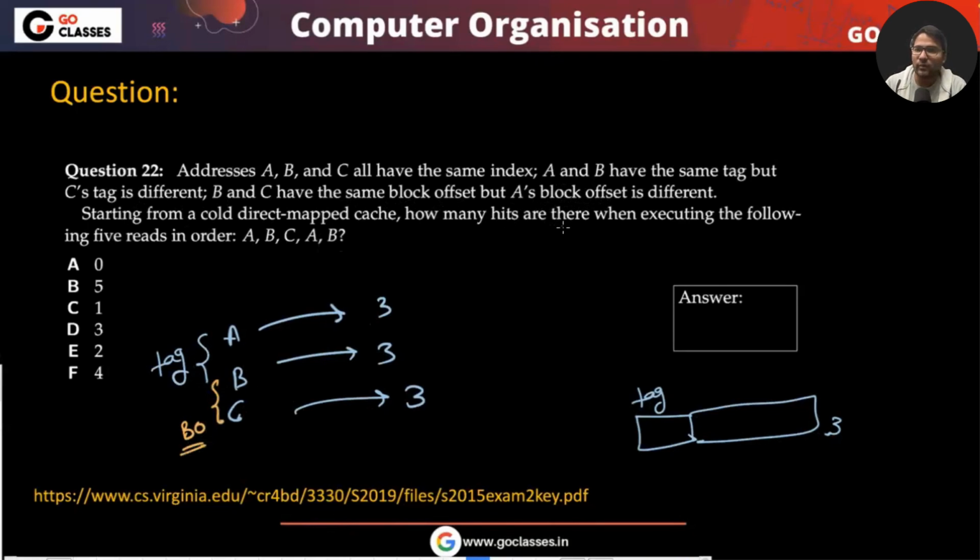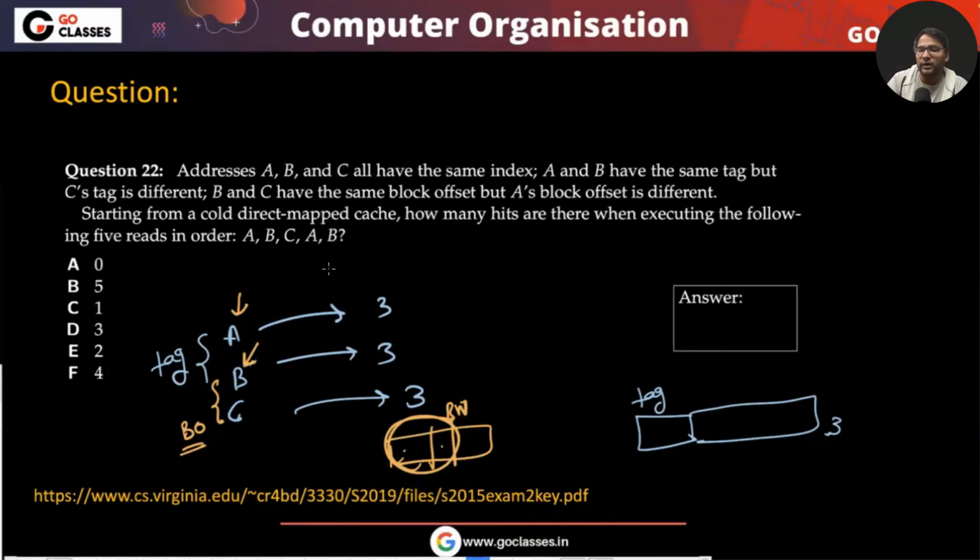Starting with, how many hits do we have? A and B are basically these two addresses. Yes, Satyam is making a very nice point. See, the index of everything is the same. If the tag and index are the same in a direct map, what does it tell you? The block number, right? The block number of A and B must be the same. So this is the same block. This is also some element from the same block, right?